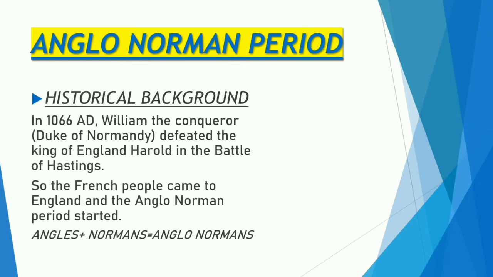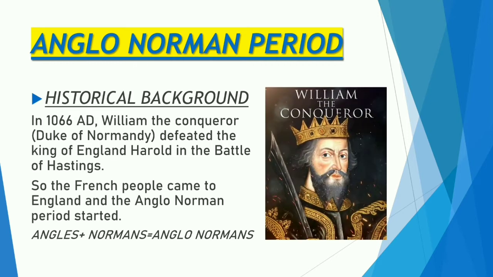At first, we will see the historical background of this age. In 1066 AD, William the Conqueror, who was the Duke of Normandy, and Normandy was a place in France, defeated the King of England Harold in the Battle of Hastings. So the French people then came to England and the Anglo-Norman period started.